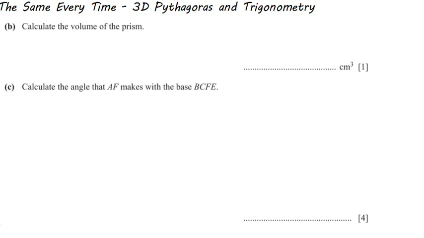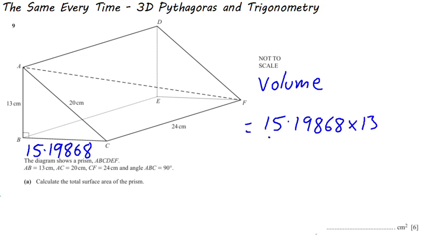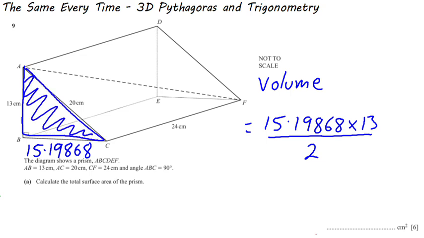So the volume of the prism is going to be the area of the front face. So the volume equals the area of the front face, which is base times height divided by 2. So base would be this, times by height, which was 13. So there's the area of the front, that's the area of the cross section of the triangle just there, multiplied by the length or the height, depending on what you want to call it, which in this case is 24. So that multiplied by 24.